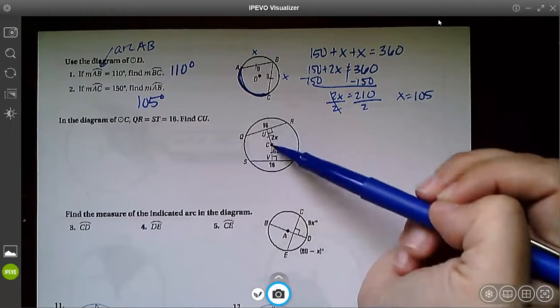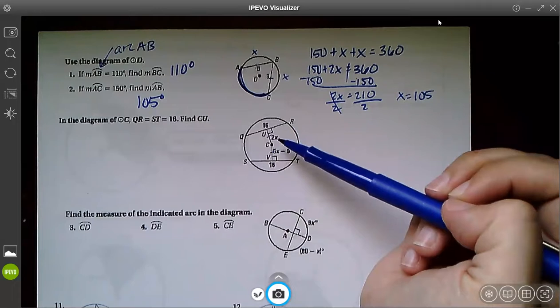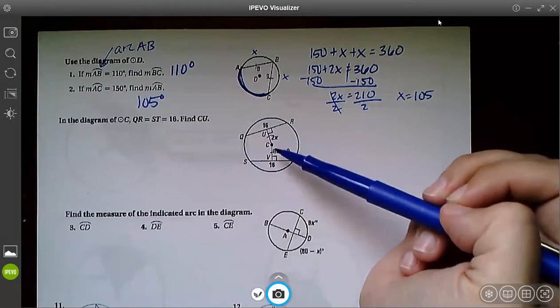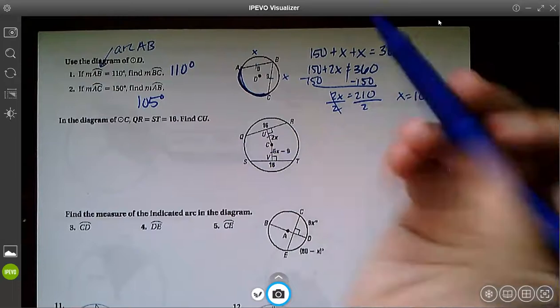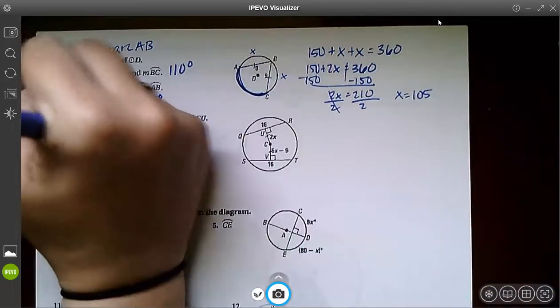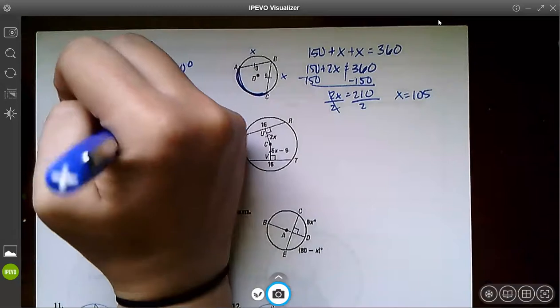So we want to find this measure. Well, first I need to find the value of x because CU is 2x. Because CU and CV are congruent, because the chords are congruent, I set those two equal to each other. 2x equals, oops, sorry, that's a 5x, 5x minus 9.